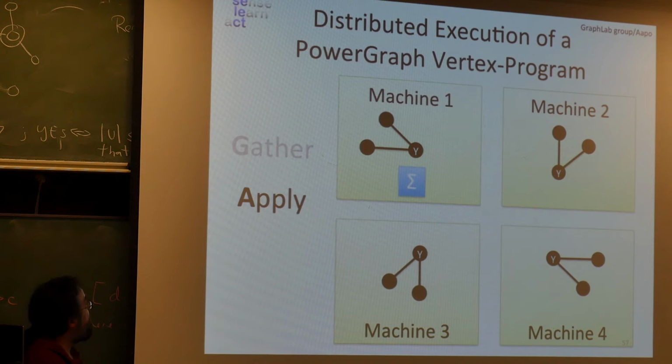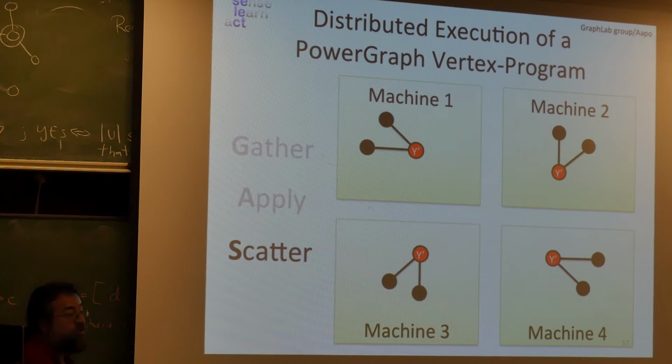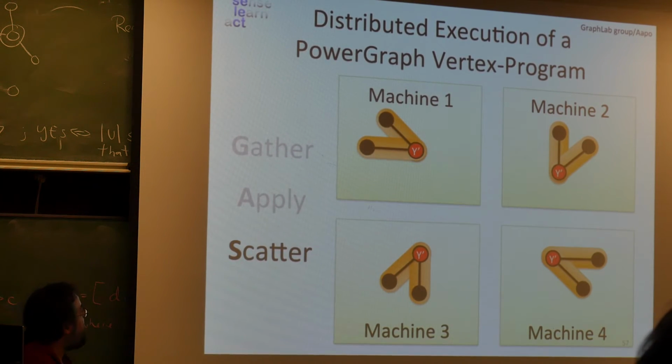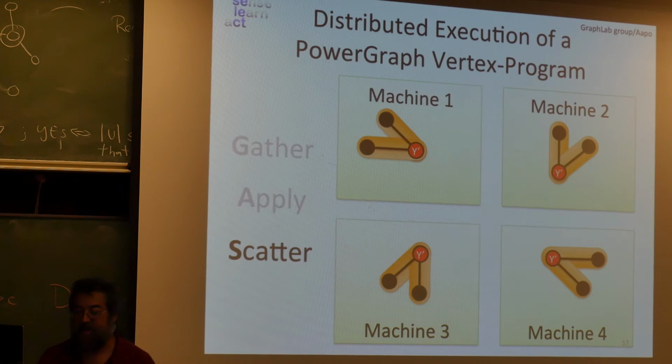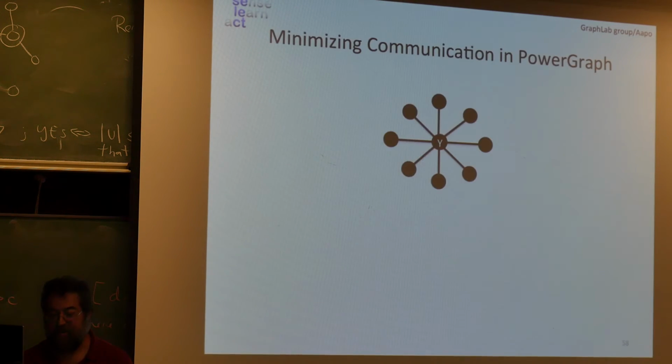So now I've got this summation. Then we're going to apply. So we're going to recompute the page rank here. And once I've done that, I have to broadcast it across the network again. So I've got to send that new information to all the replicates, and that's sort of handled in the underlying system. And then finally, we scatter. So we figure out what the neighbors are, and of course, there are neighbors on every machine. And those are the things that get activated the next time around. So this is the basic idea. Signal collect with combiners.